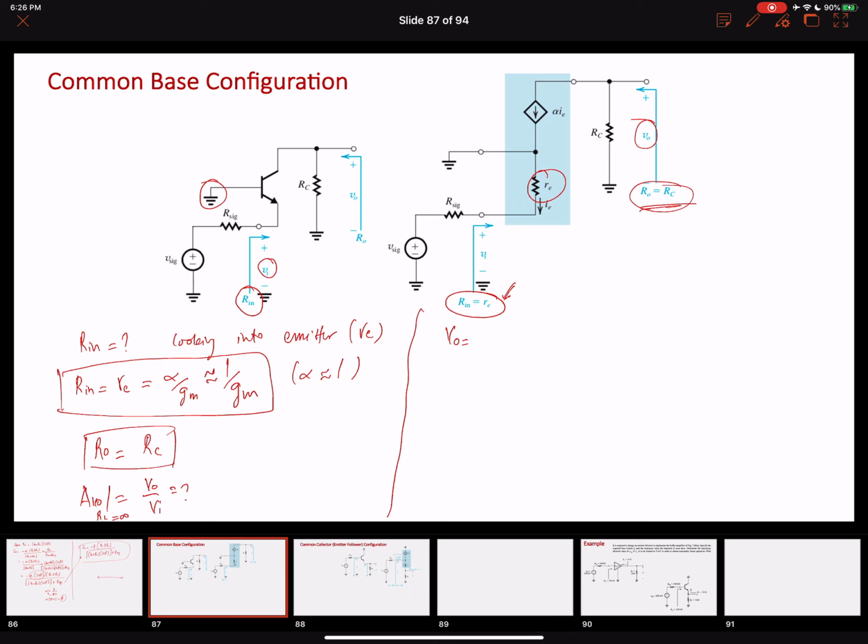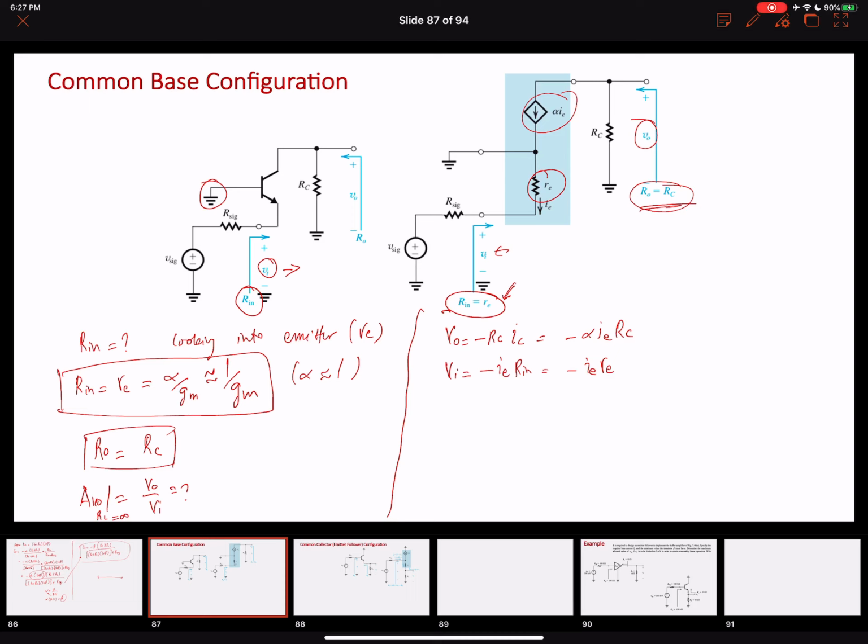We know that our output voltage, looking at the direction of the current, should be RC times our collector current, minus IC, so minus alpha times IE into RC. Now let's find the input voltage. Looking at this input voltage here, our resistance is small re, and the current flowing through this branch is the emitter current IE. So, looking at the direction of the current again, it is minus IE into small re.